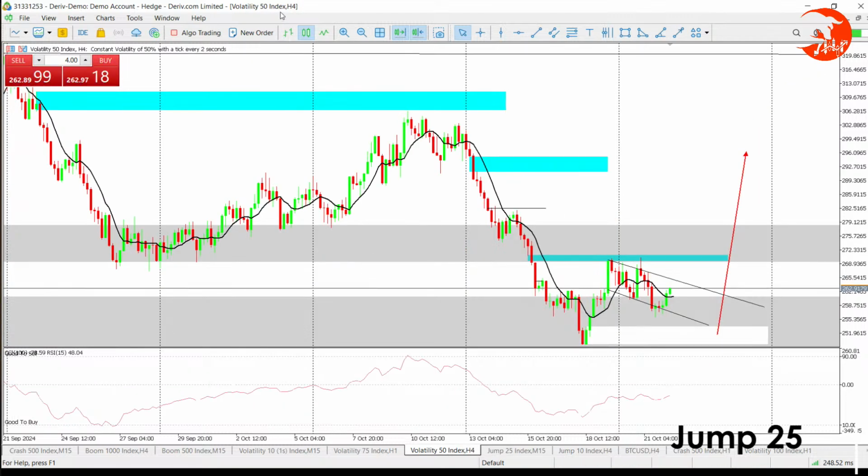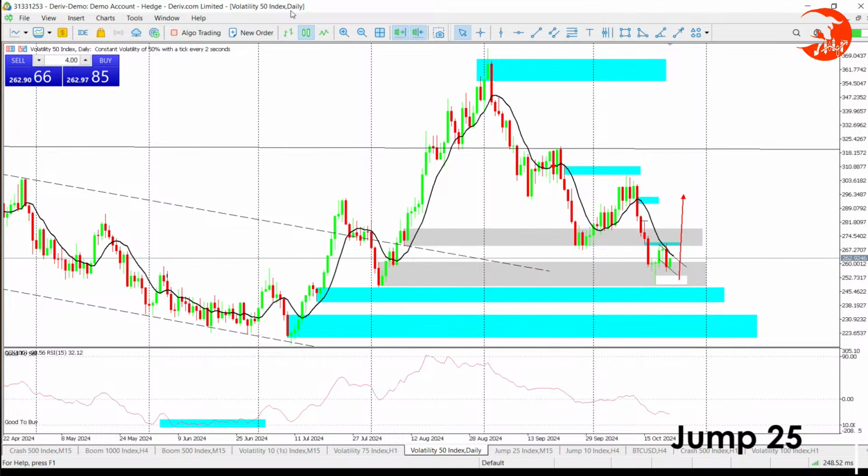V50, we are looking for buys on H4. The buys are just to grab liquidity. But on the long term, like on daily, we've been seeing that we've been selling. This is a break of structure, retest. Come here, break structure. We are looking for the retest. That's what we are looking for.